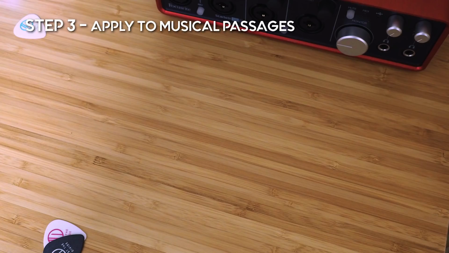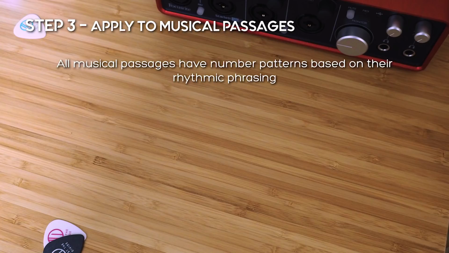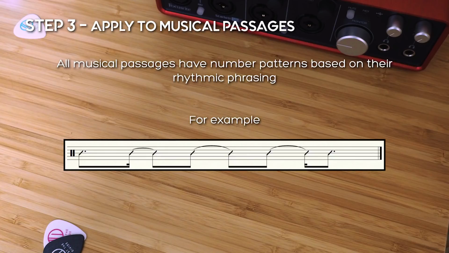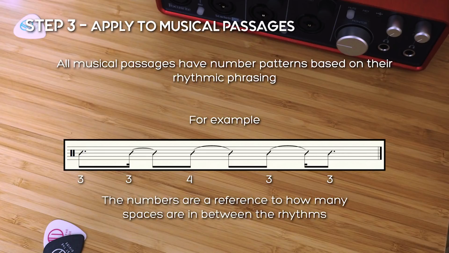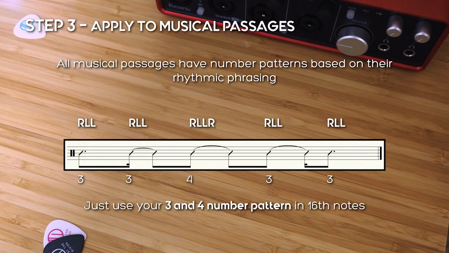The next step is to apply your number patterns to musical passages, and all musical passages have number patterns based on their rhythmic phrasing. Take for example this phrase. It's in 3-3-4-3-3. So, all I have to do is apply my pattern of 3 and 4 if I were improvising in 16 notes, and I will automatically be in line with the musical rhythm.